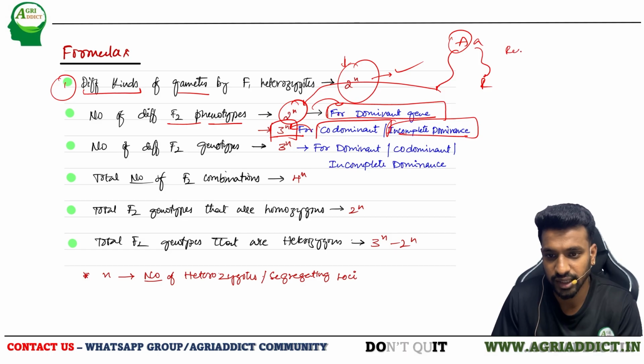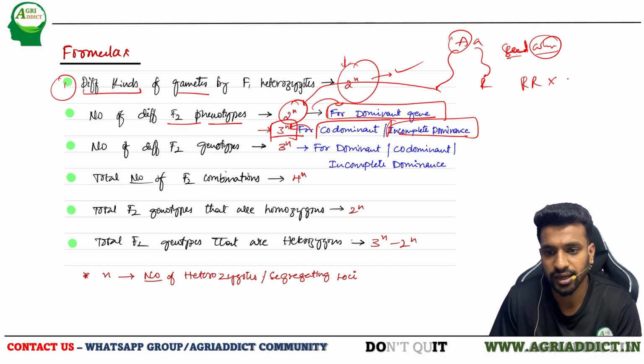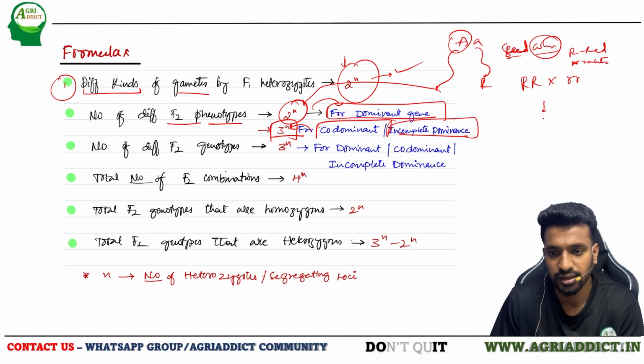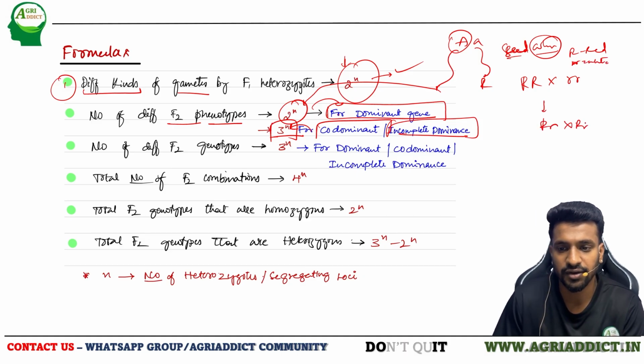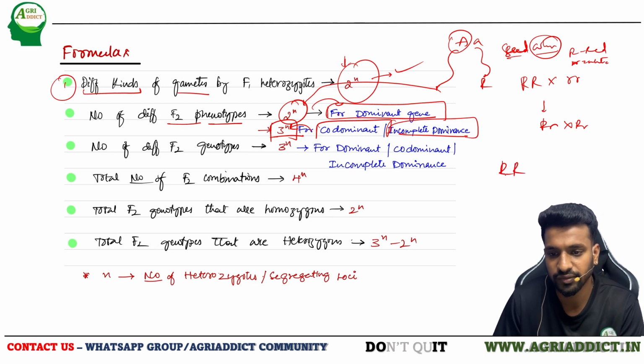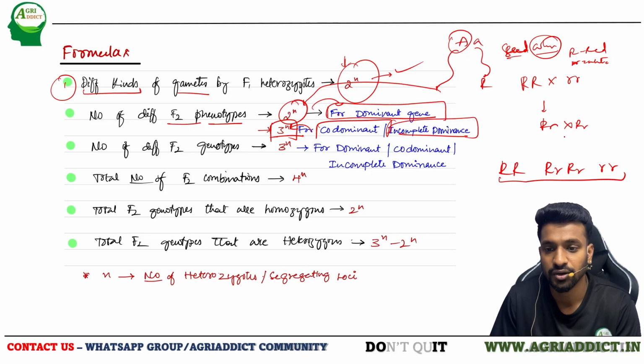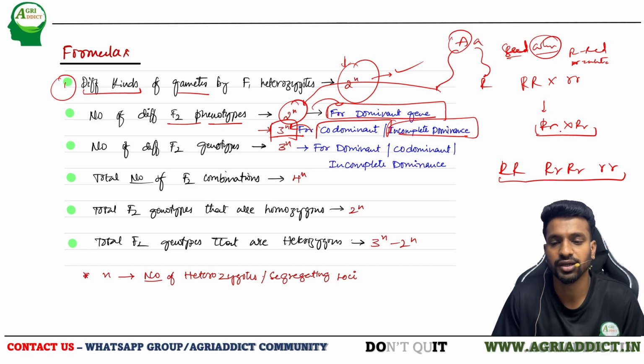Let us assume we are looking at seed color, and we are crossing two different parents, capital R and small r, where capital R is giving red color and small r is giving white color. In this case, the F1 would be capital R, small r, and if we self it, what would be the F2? What are the different genotypic combinations? Capital R, small r two times, and small r, small r. These are the four minimum possible combinations if we are selfing a single heterozygous gene, right?